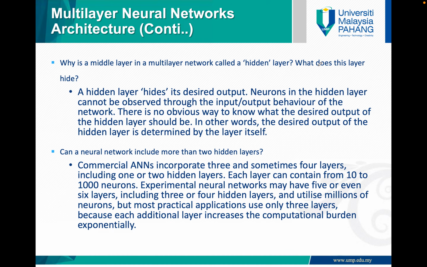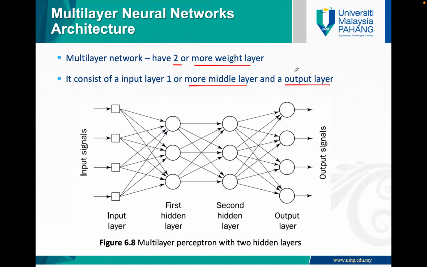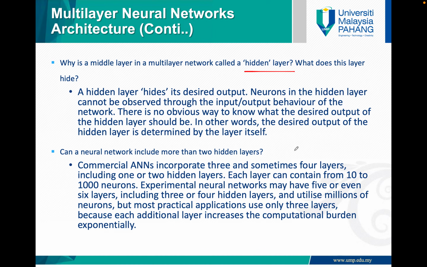Why do we call the middle layer in a multi-layer network a hidden layer? What does it mean by hidden layer? It means the layer hides the desired output. The neurons in the hidden layer cannot be observed through the input-output behavior of the network. There is no obvious way to know what the desired output of the hidden layer should be. In other words, the desired output of the hidden layer is determined by the layer itself.